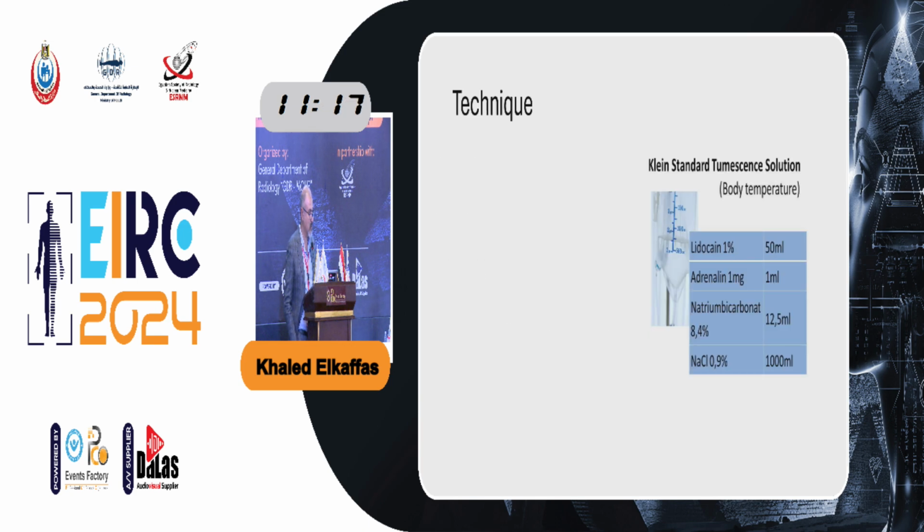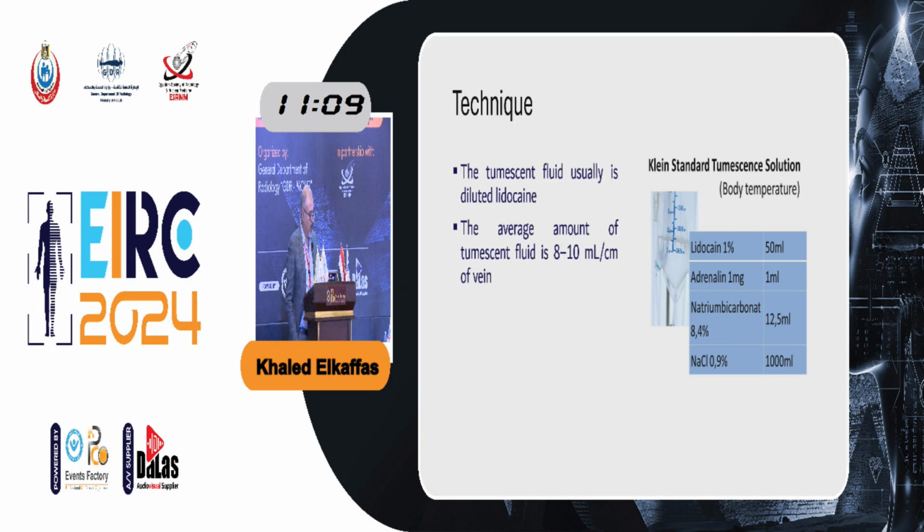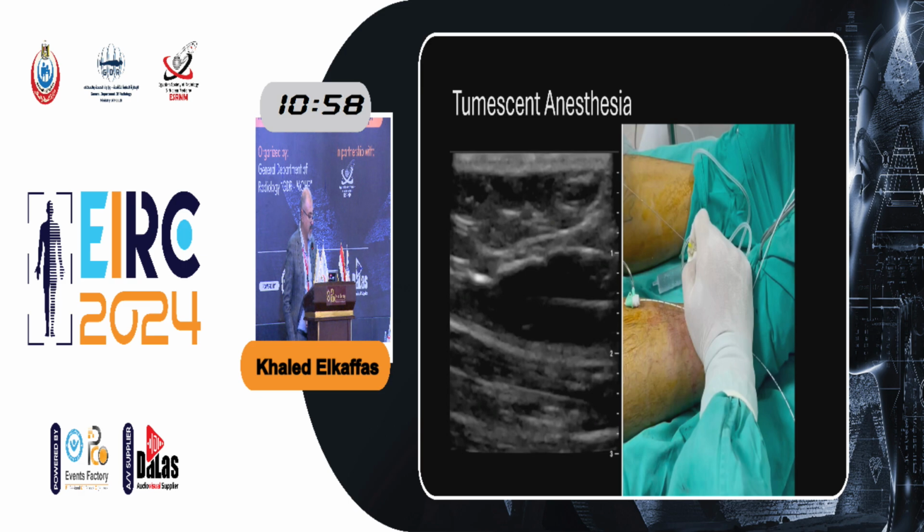Here are the ingredients of the tumescent anesthesia solution, which we call the Klein standard tumescent solution. The average amount of tumescent fluid around the vein is between 8 to 10 milliliters for every centimeter of the vein. This is the optimum amount of tumescence. Here I will show you how we do the tumescent anesthesia.